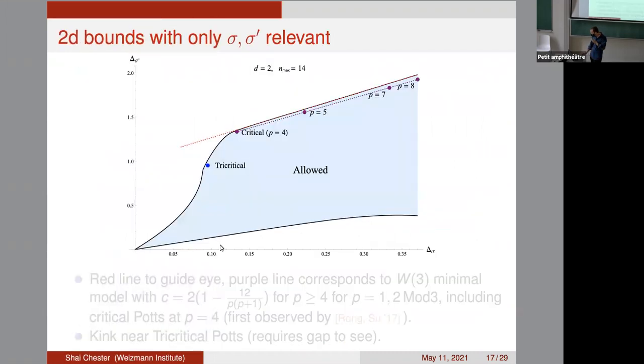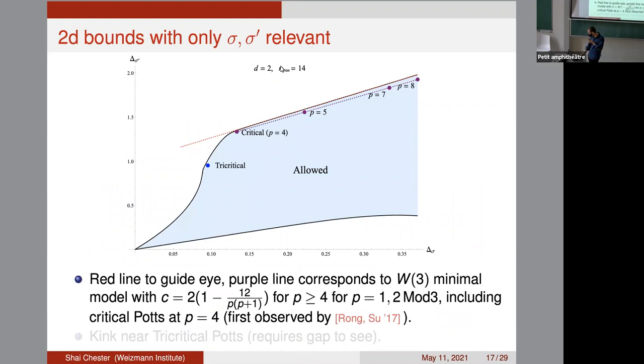Okay, so now let's get to the actual results. This is our first plot, in two dimensions. The only assumption we put into this plot is that sigma and sigma prime are the only two relevant operators, which of course we know to be true for both the critical and tricritical Potts models. For the bootstrap experts, I should note that I did this with nmax equals 14. That basically says how precise this plot is. That's the number of derivatives.